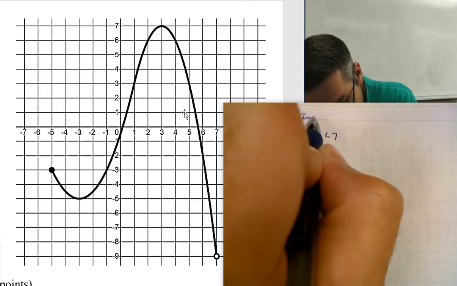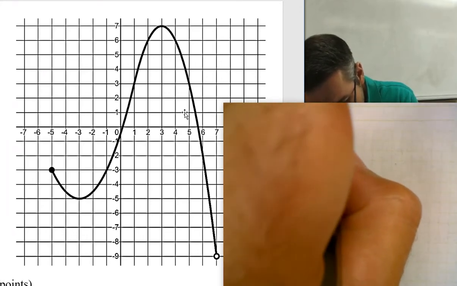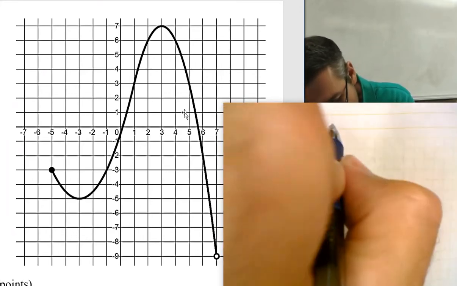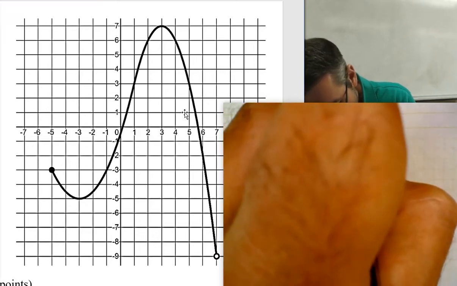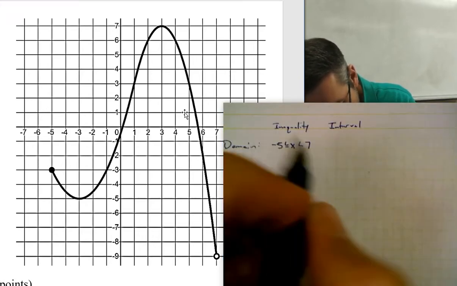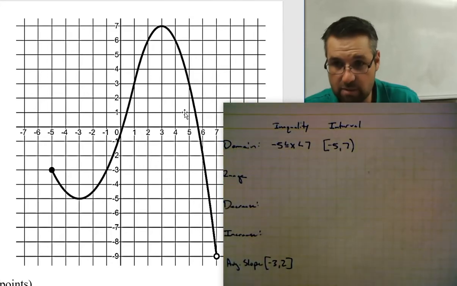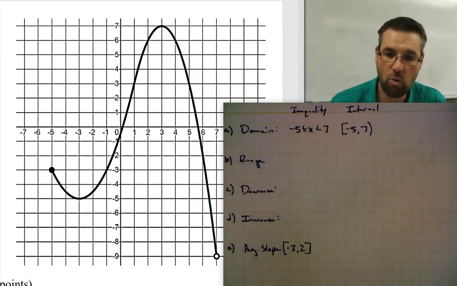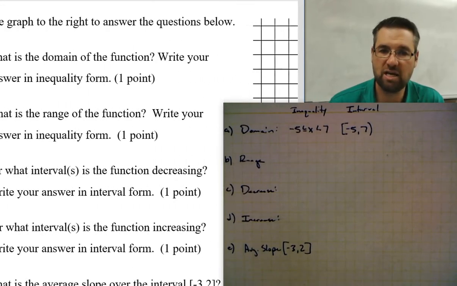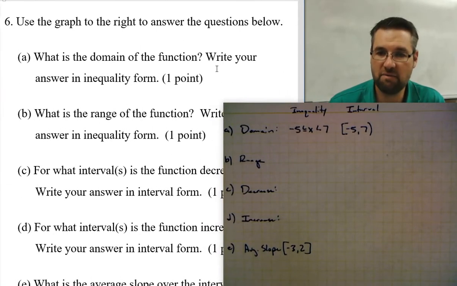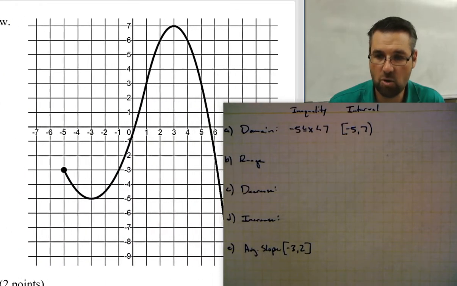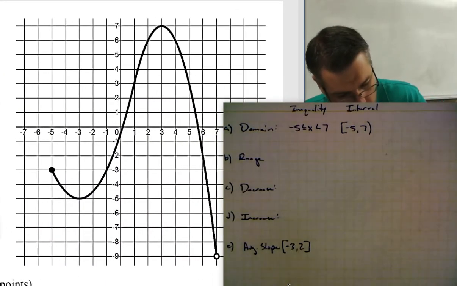Inequality form. Okay? And I'll go ahead and do these on all of them. The interval form would be -5 with a bracket and 7 with a parenthesis. Okay? Now going back to the question, it says, what is the domain of the function? Write your answer in inequality form. So our inequality form would be this one.